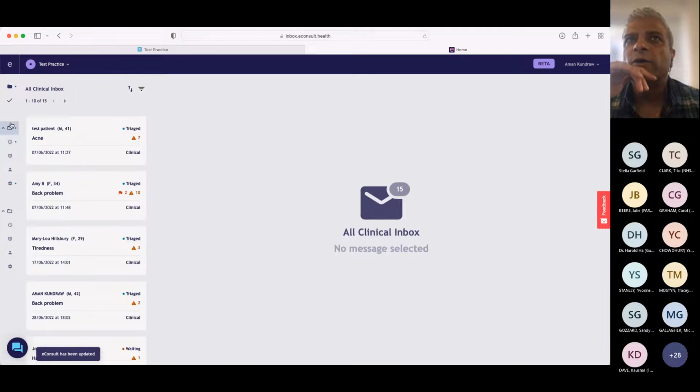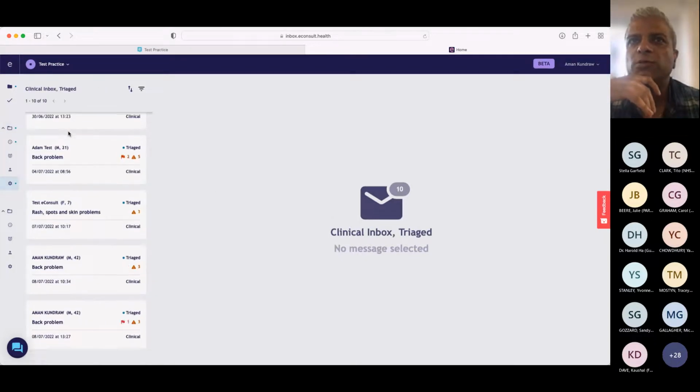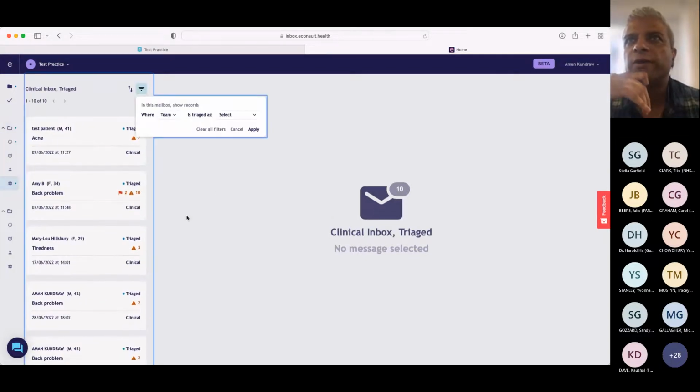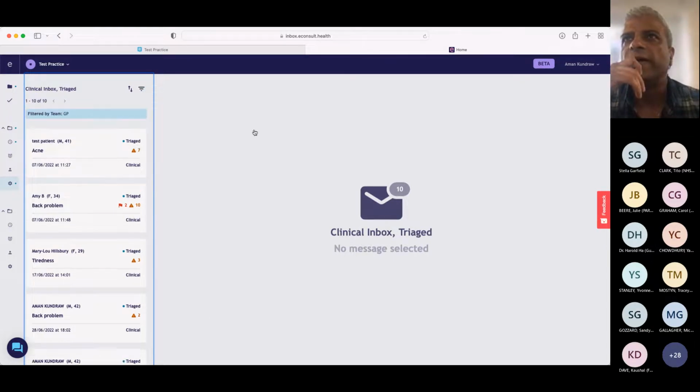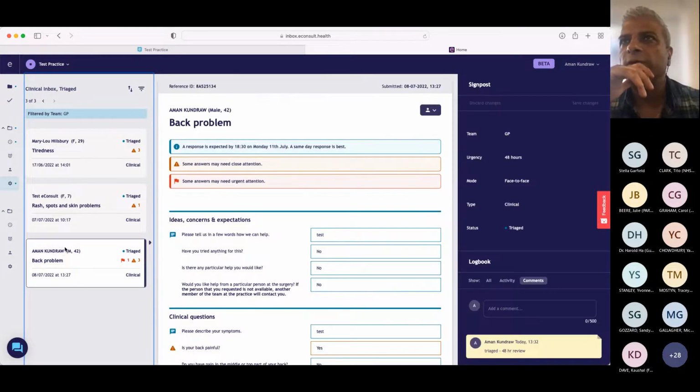Now, if I go back into the smart inbox now, as a clinician who's now managing that consultation, I go into the triage list. I look at all of these that have been triaged, and then I can filter out. I can say, okay, I'm going to filter out by either team or urgency. I'm a GP. I'm working today. I want to see the GP queue. So I look at the GP list. I apply that, and at the bottom you can see that consultation that I've just allocated for the GP to review. So I go back into it.